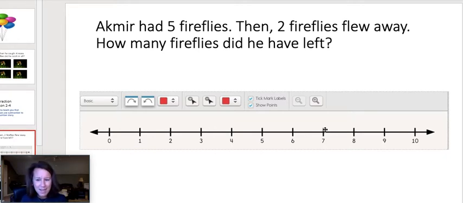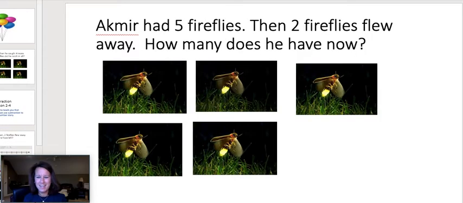You're right, because if 2 left, then he's going to end up with a lower number, a smaller number. And so we want to go back 2 on our number line and find out that he had 3 left. Mathematicians, are you thinking what I'm thinking? Yeah. When you take away, you go down on the number line. You're right. And that's subtraction, isn't it?